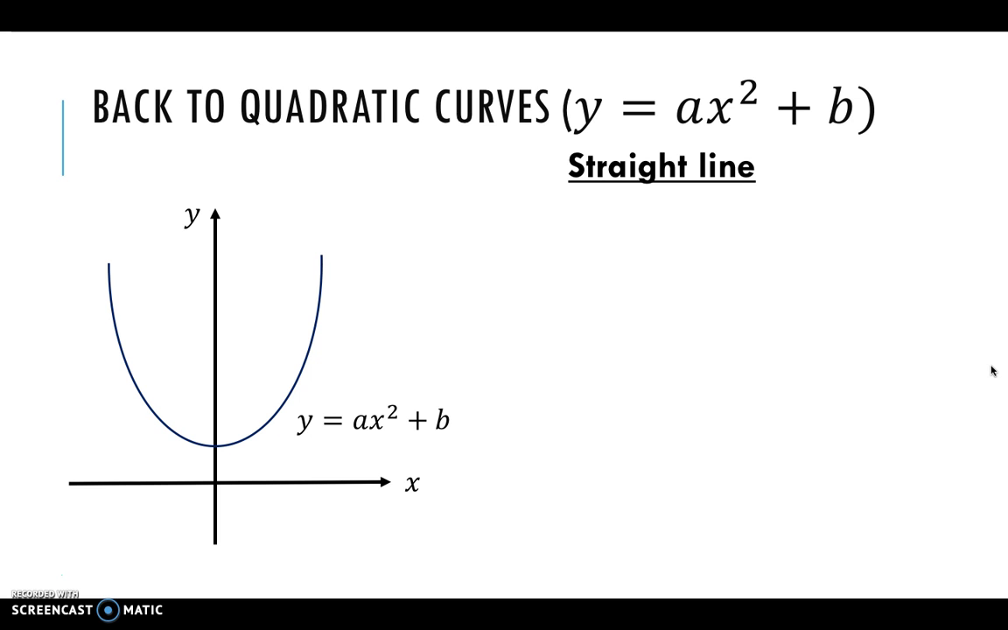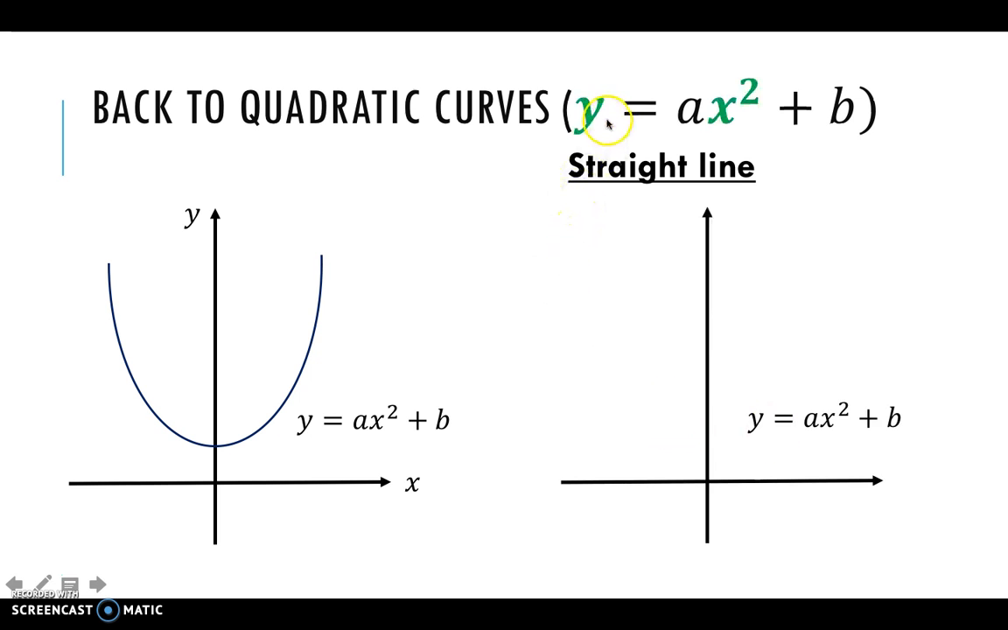I hope you thought about it. To convert this into a straight line equation, all I have to do is to use these variables: plot the line y against x squared, and you can easily get a straight line with gradient a and a y-intercept of b.